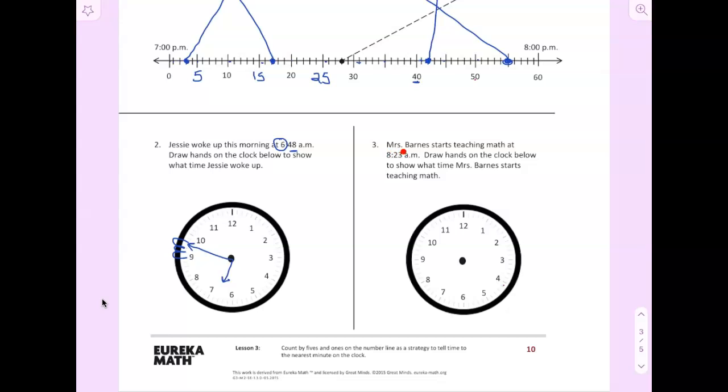Number 3, Mrs. Barnes started teaching math at 8:23 a.m. Draw hands on the clock below to show what time Mrs. Barnes starts teaching math. Well, again, I'm going to start with the minutes, which is 23, and I'm going to count 5, 10, 15, 20, and then we go 21, 22, 23. So my minute hand goes right there. And the hour is 8, so I'm going to go just past the 8 because I'm a little past the 0 minutes.